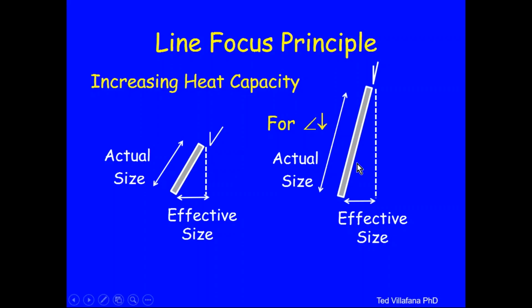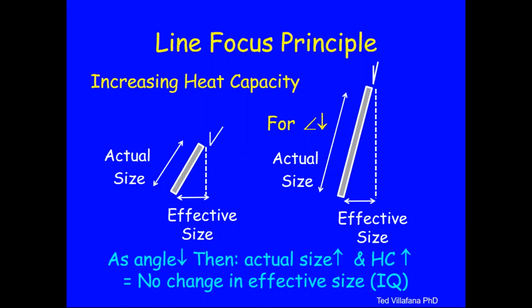Well, so what? Let's take a look at that. If I kept the effective size the same, that's what I've done over here, look what has happened to the actual size. It's so much greater. And if it's so much greater, you're going to have so much greater heat capacity. But yet, you have not suffered any penalty on the effective size. Remember, the effective size controls the image quality. But there's been no change in image quality. Why? Because there's no change in effective size. But yet, there's a very significant change in heat capacity.